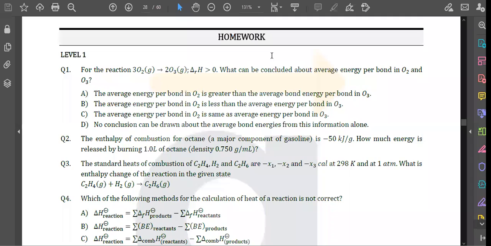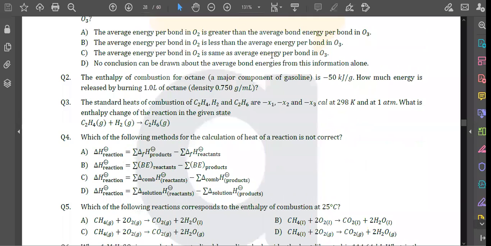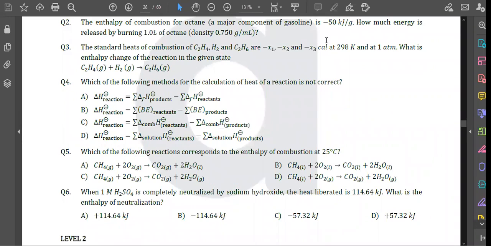So, question number 4, we'll start with question number 4. Just see question number 4. 4, 8, 11, 12, 16. Now, question number 4. Which of the following methods of heat of reaction is not correct, right? Just see this. This is basic theory. If you see question number 4, what is option A? Heat of reaction is heat of formation of product minus heat of formation of reactant. That's true, right? It's true.